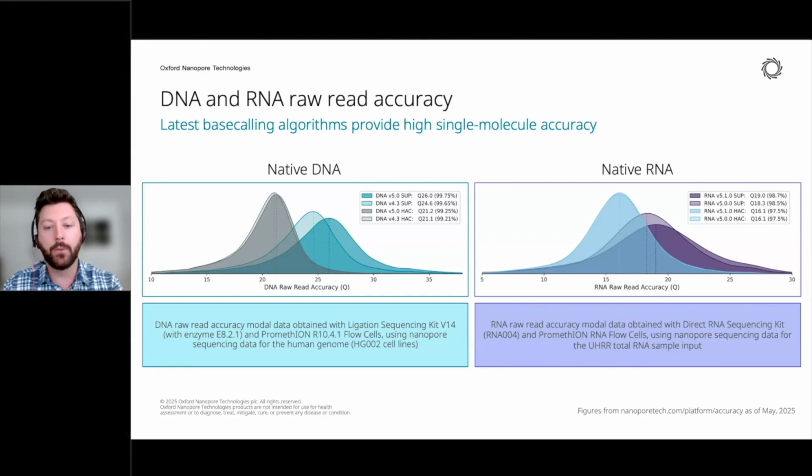And on the right, we see that raw read accuracy for native RNA sequencing is achieving Q19, approaching that 99% single molecule accuracy. And I think one thing that's important to note here too is that these improvements are in large part due to software-driven improvements, meaning that existing users can benefit from higher accuracy simply by updating their base calling models without changing any of their existing kits or instruments.